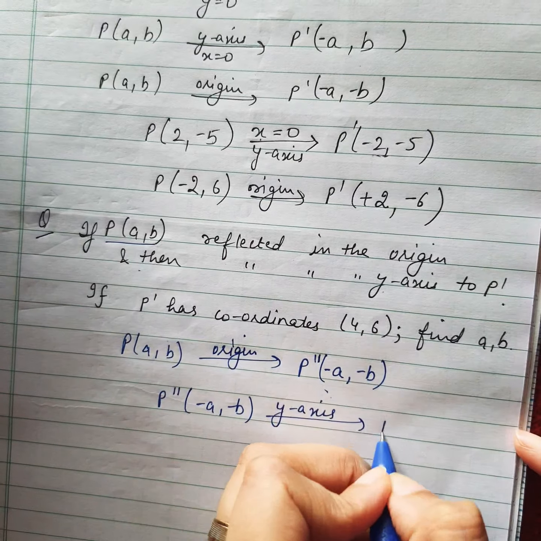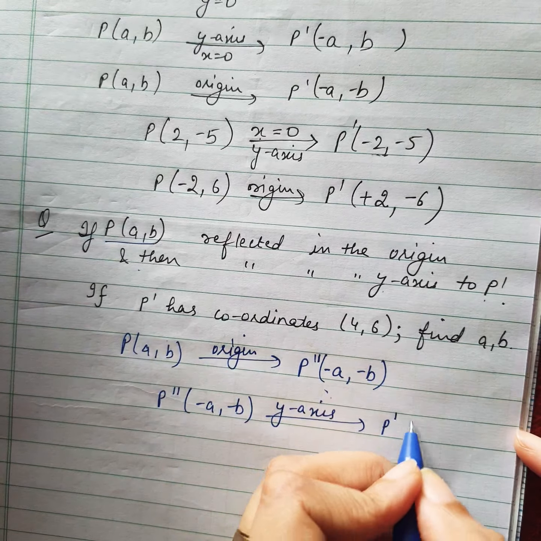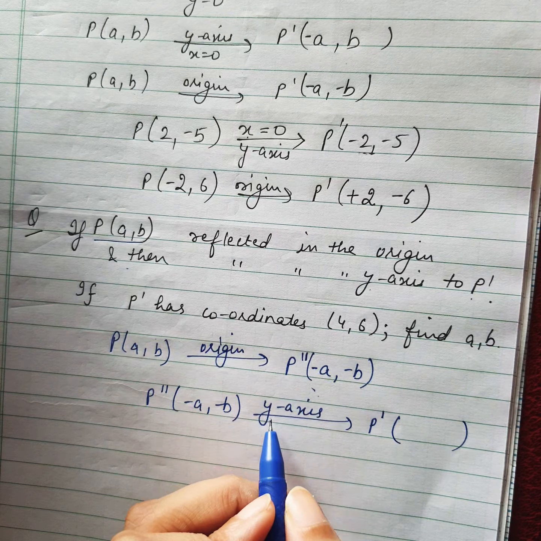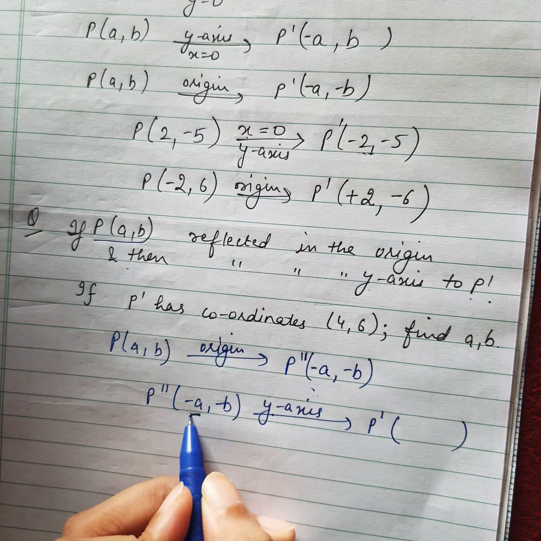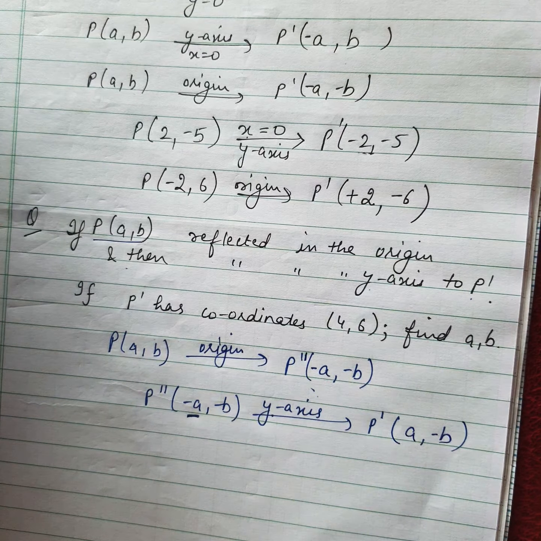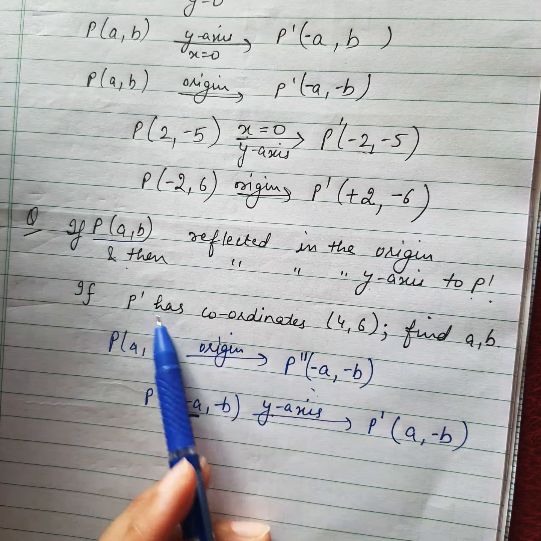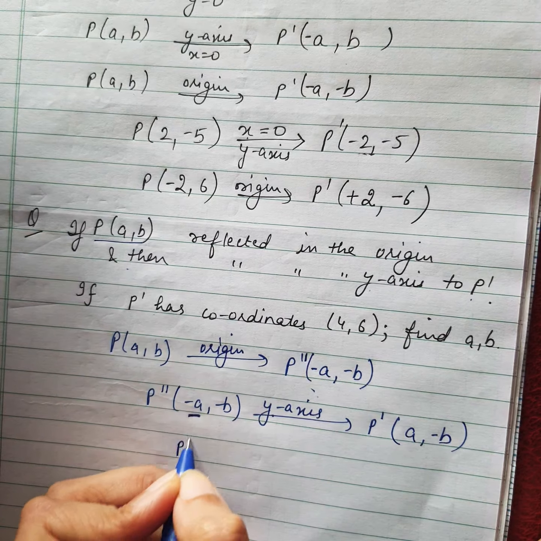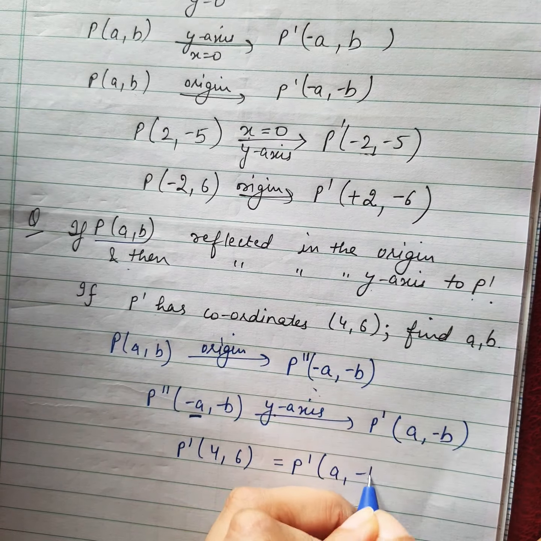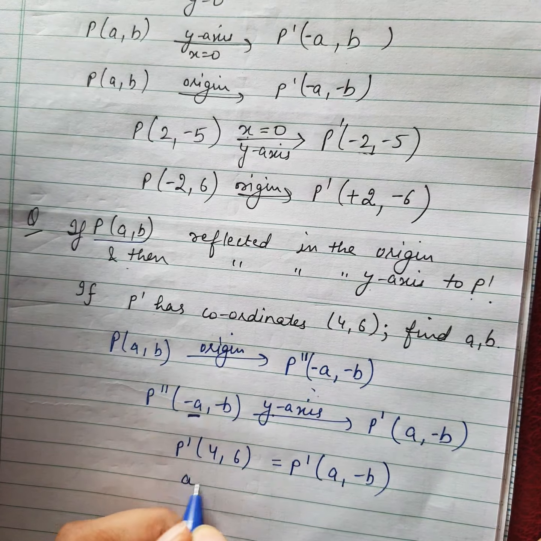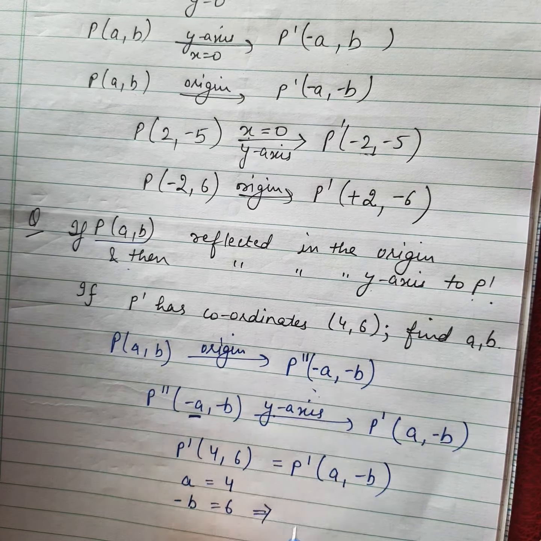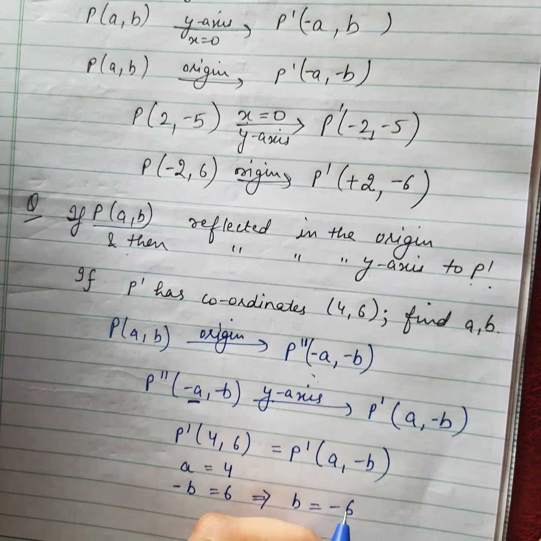Now if I reflect this point, the final point name is given, that's why I changed the name. Since I am reflecting along y-axis, the sign of x coordinate should change, (a, -b), and the coordinates of P dash are already given. (4, 6) will be the same as (a, -b). So by comparing, I can say a is 4 and -b is 6, which implies b equals -6.